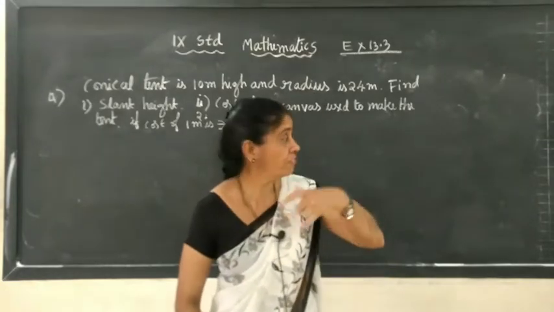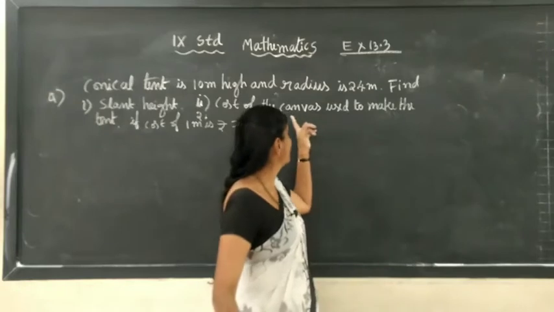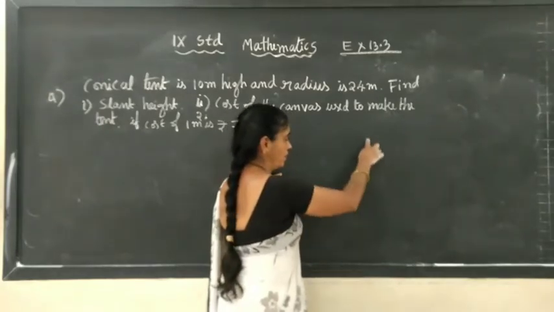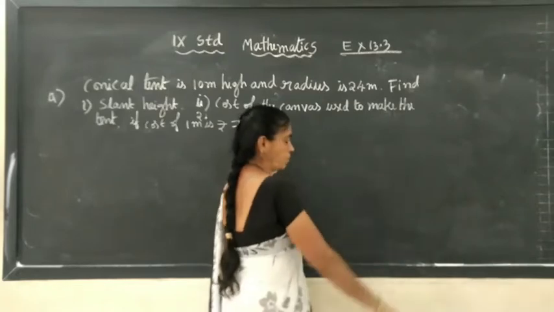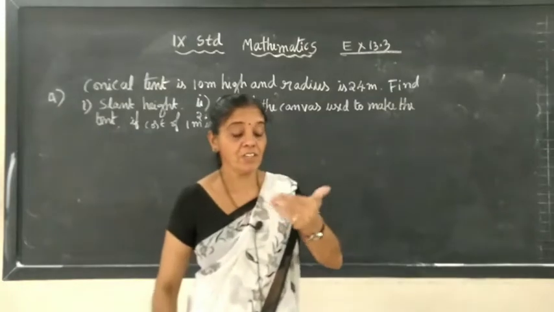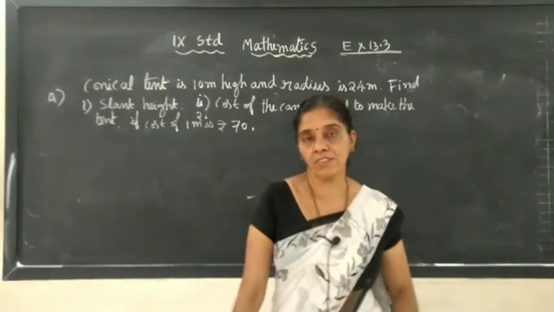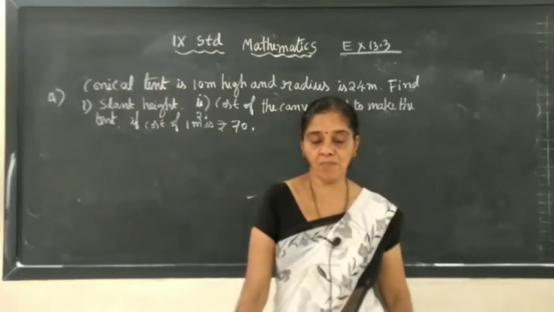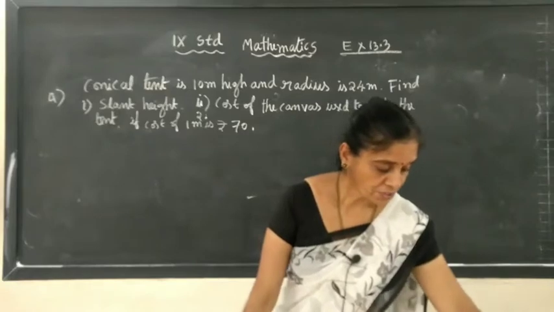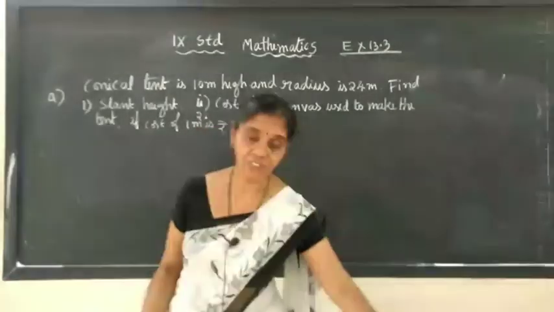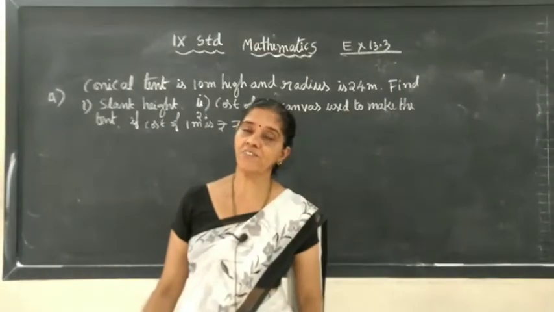And for canvas, 1 meter square, that is 1 meter here and 1 meter, if you take that 1 square meter area, then that cost is rupees 70. At that rate you have to pay the total cost of the canvas used to build that tent. Okay, so first we'll find out the slant height, because without slant height we cannot find the curved surface area.